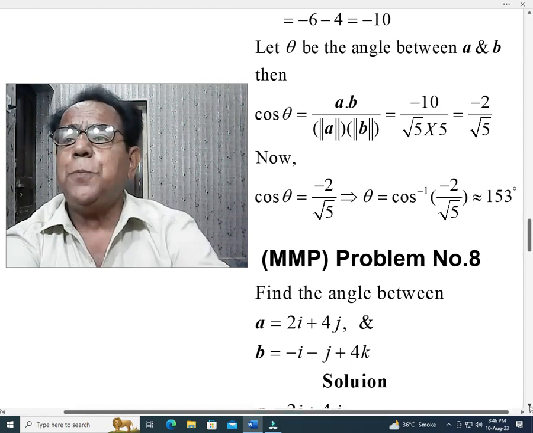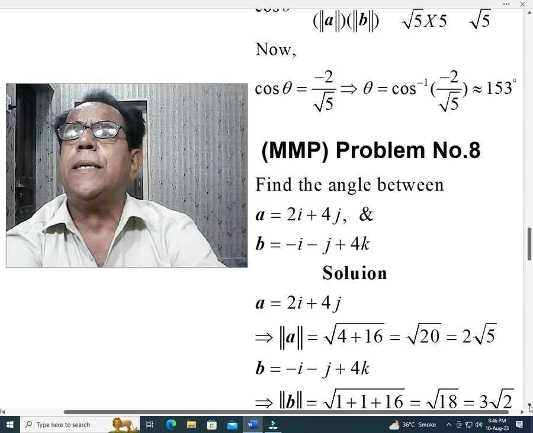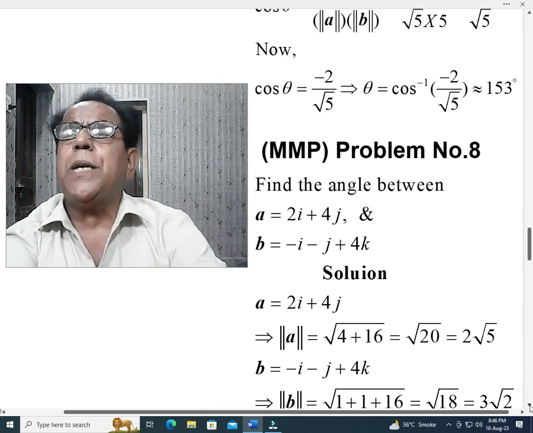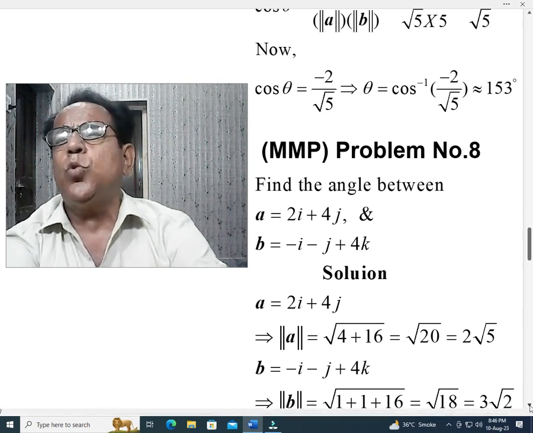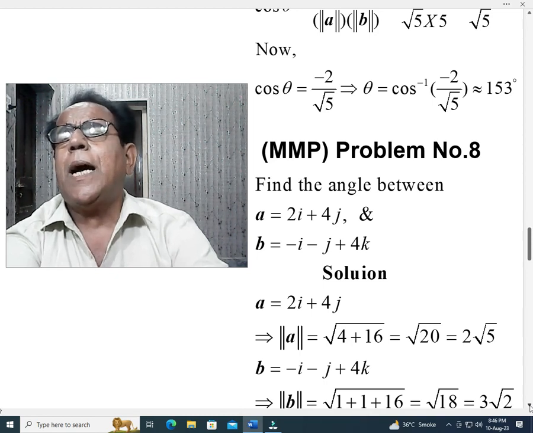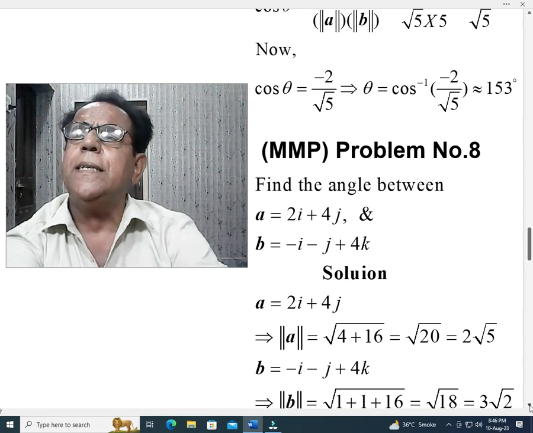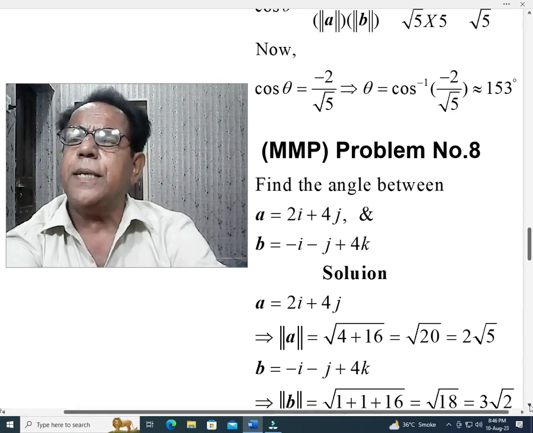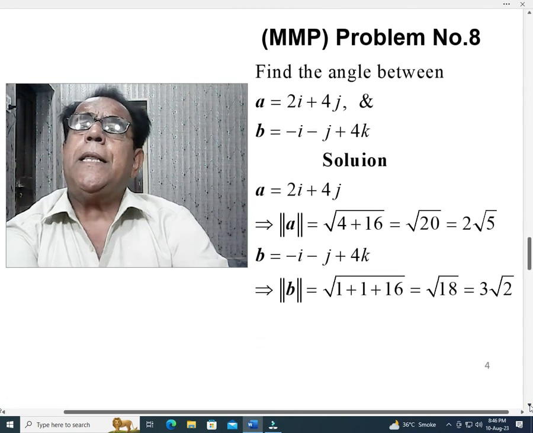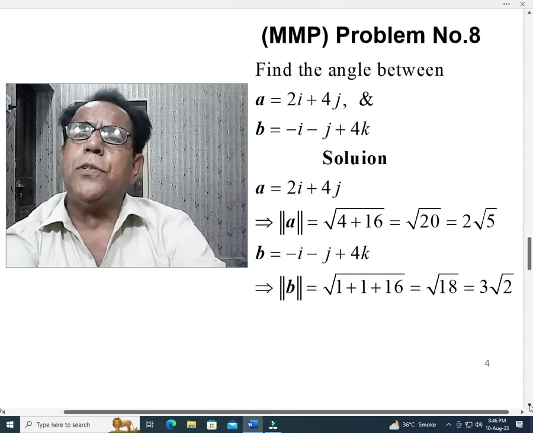As per online inverse cosine calculator, exact value becomes equal to 152 point something or 153 point something, but I have rounded this in whole degree. Mathematical methods in physics, problem number 8: find the angle between so and so.